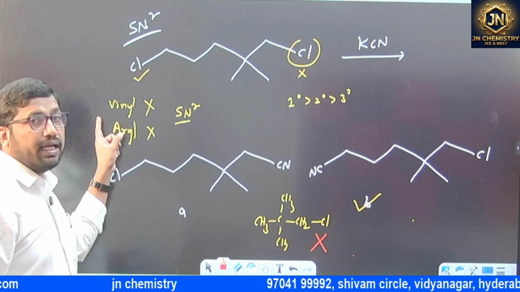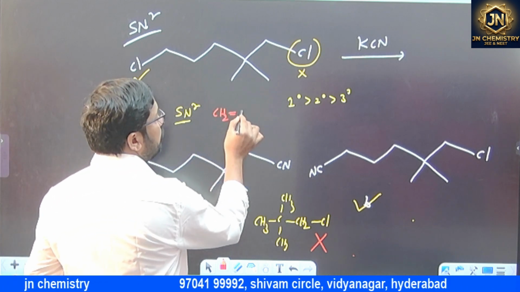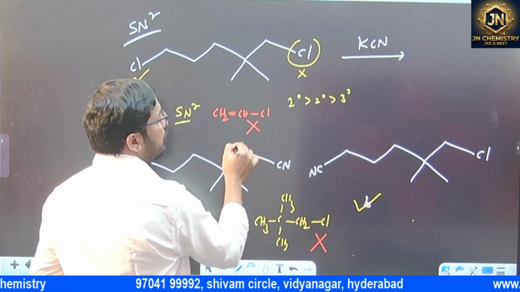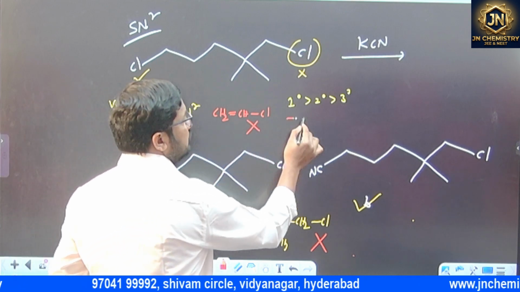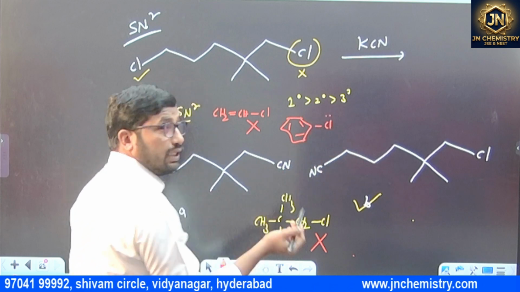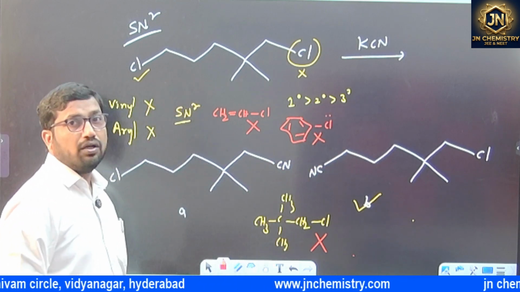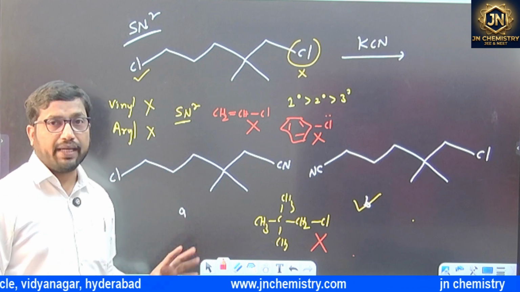Along with this, vinyl and aryl halides, because an sp2 carbon is there, CH2=CHCl, this won't participate, as well as aryl halides. Benzyl chloride, of course, participates. One of the important questions, so be careful.